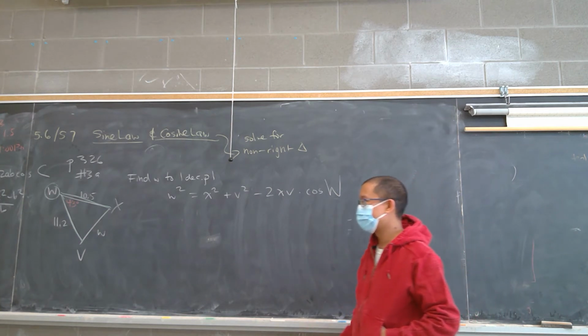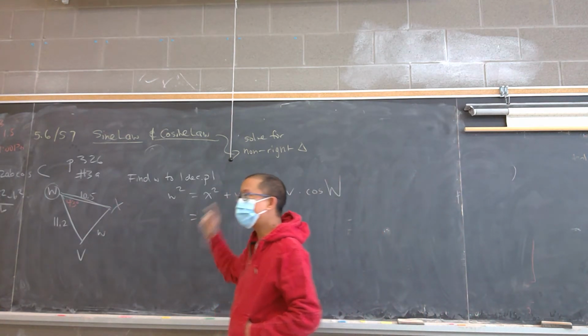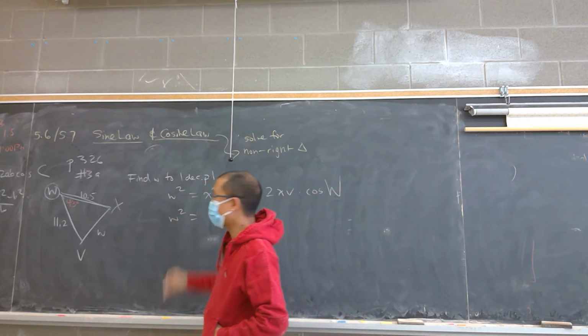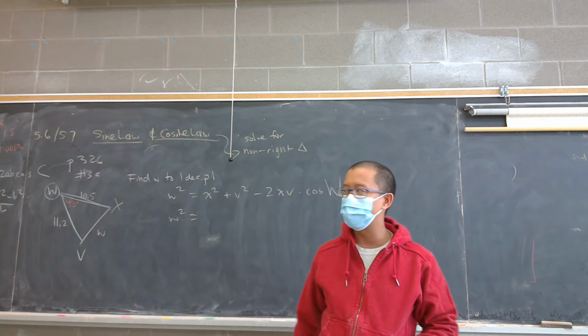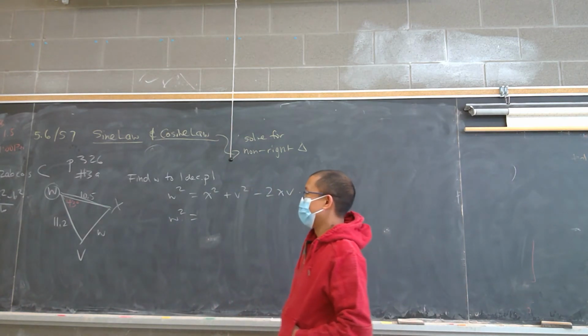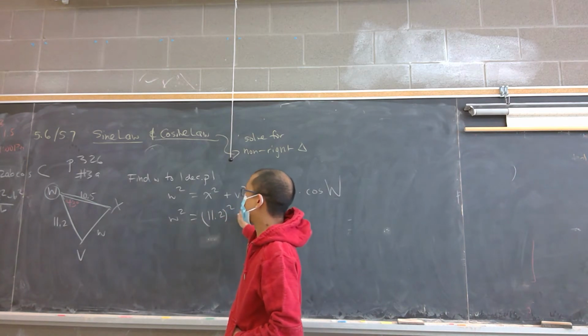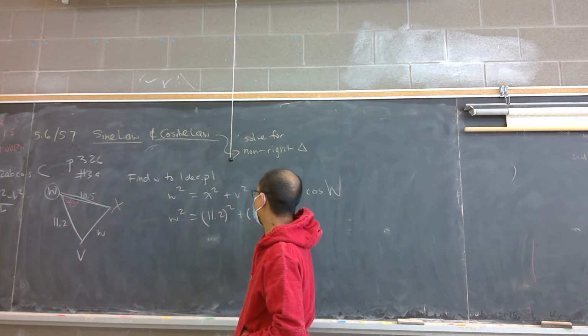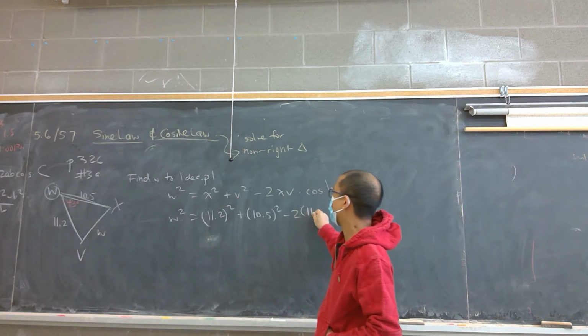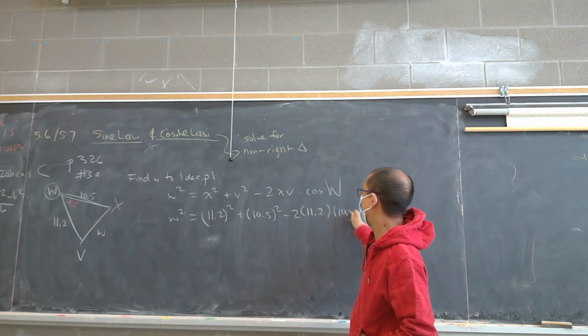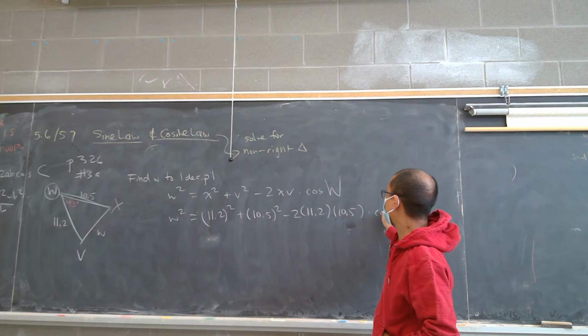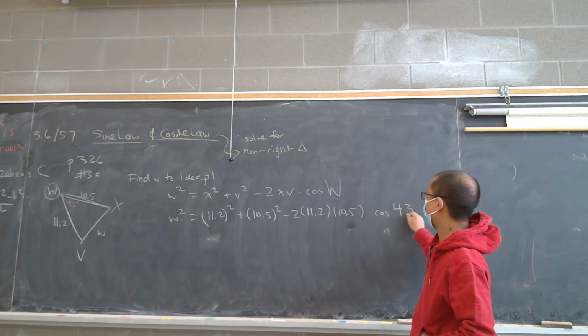So notice, this one is actually slightly easier than the example that we just did earlier in the previous video. You just sub in 11.2, we're going to square that, plus 10.5, we're going to square that, minus 2 times 11.2 times 10.5 times the cosine of angle 43 degrees.